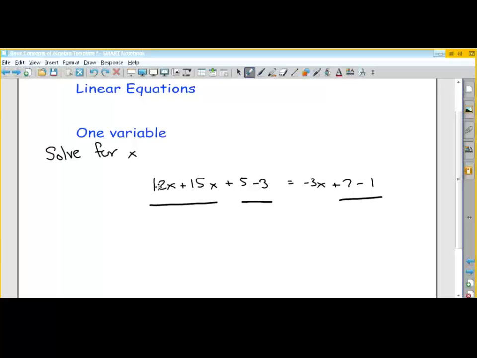And the way you combine them is you just add the coefficients. So 12x plus 15x is basically 12 plus 15 times x. So this becomes 27x. 5 minus 3 is 2. This one is only one term, so we just leave that the way it is. And then the last two terms we combine. 7 minus 1 is 6. So that's step 2, combining like terms.